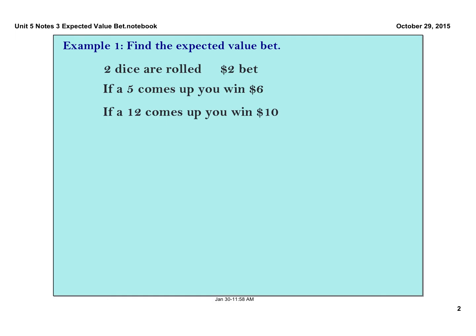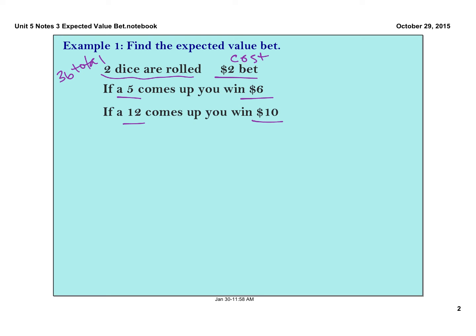It says find the expected value for betting. Two dice are rolled. Right away you know that you have 36 outcomes because you're rolling 2 dice. So 36 total. You place a $2 bet. That's your cost. Then it says if a 5 comes up, you win $6. If a 12 comes up, you win $10. So there are 2 payouts there.